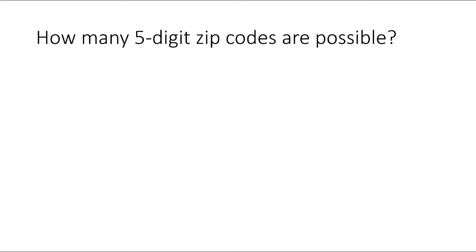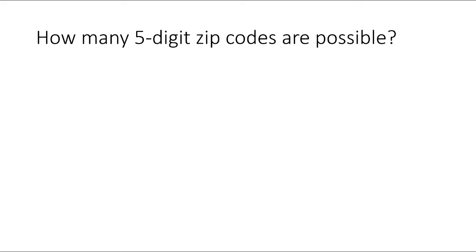So the first one, how many 5-digit zip codes are possible? Fayetteville, or the University of Arkansas at least, is in the zip code 72701. So from that, we can see with a zip code, it's 5 digits. We've got the numbers 0 through 9. We can repeat digits. Again, University of Arkansas, 72701. So there's 2 7s in that.